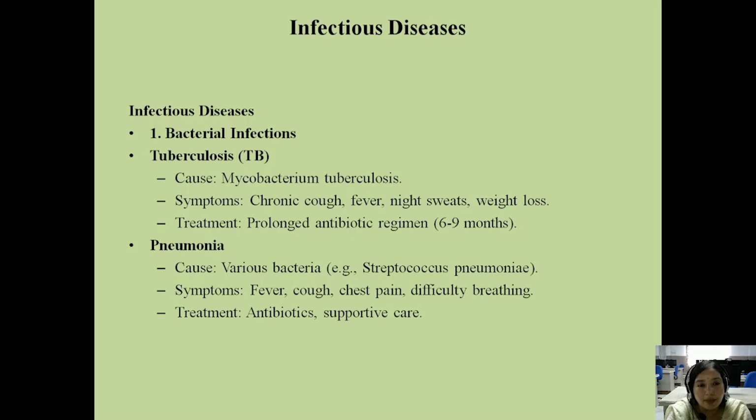Types of infectious diseases: bacterial infections are there. Tuberculosis, or TB, is an example of infectious disease. The cause is Mycobacterium tuberculosis. Symptoms are chronic cough, fever, night sweats, and weight loss. Treatment is a prolonged antibiotic regimen, 6 to 9 months.